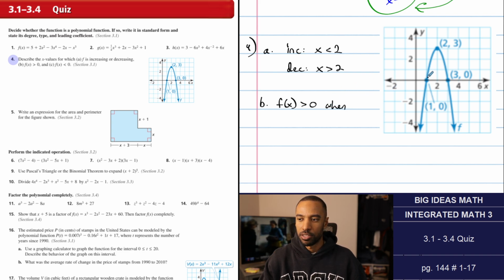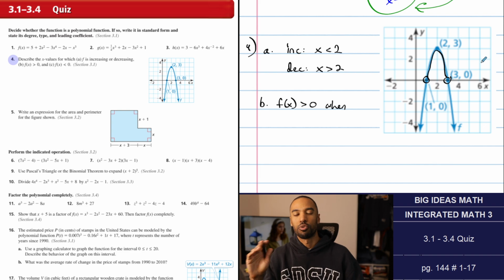Here are the positive y values here. Right here, right here, right here. Boom, boom, positive. Now at 1 and 3, the y values are 0. Not positive, but 0. But to the right of 1 is when we start being positive, and just up until 3 is where they end being positive. So from 1 to 3.